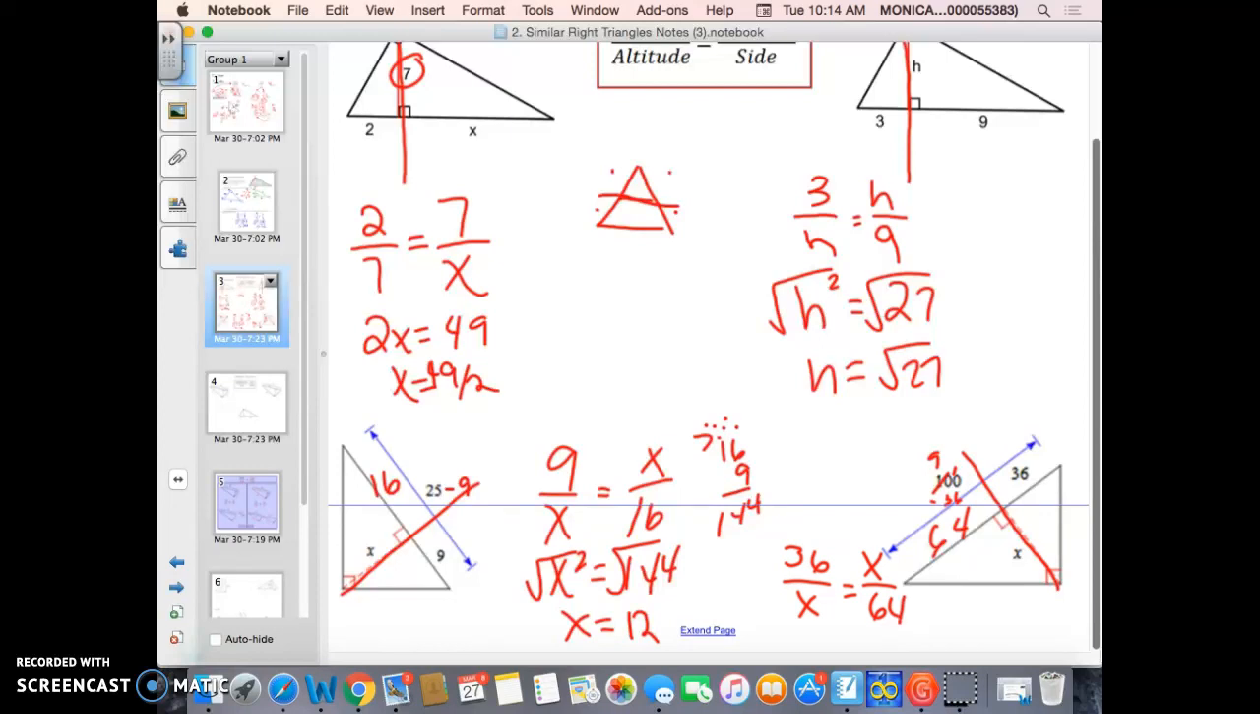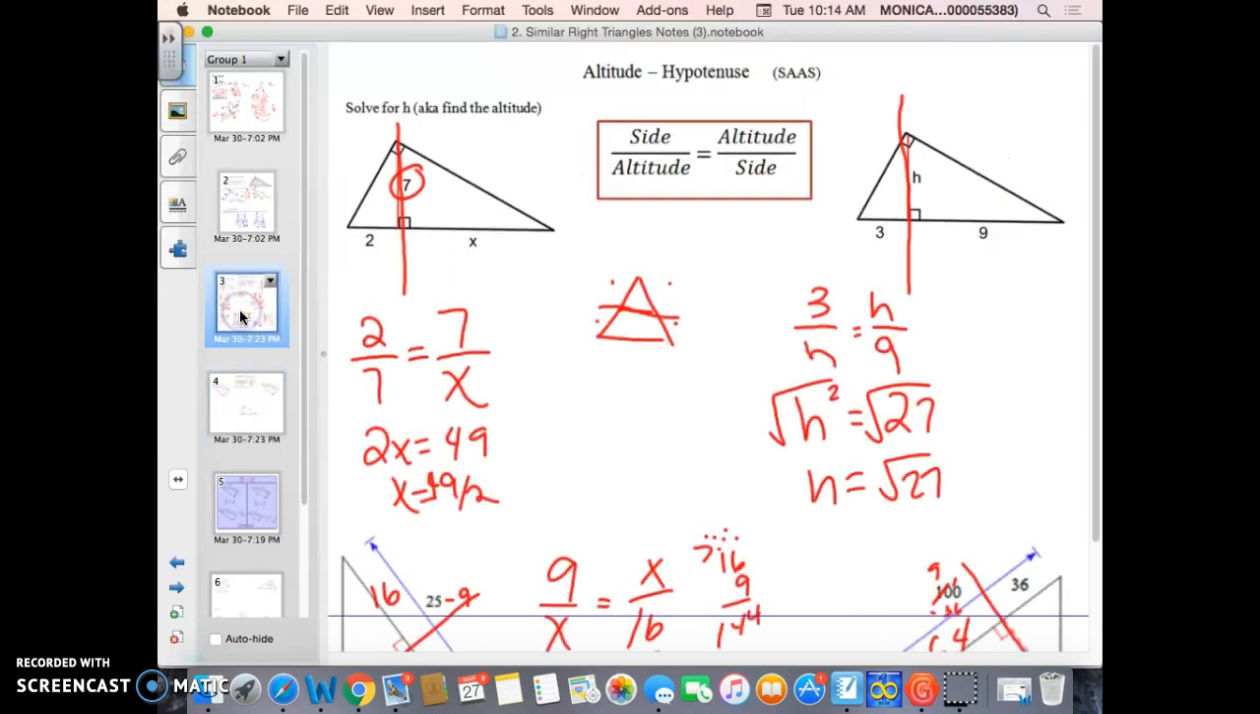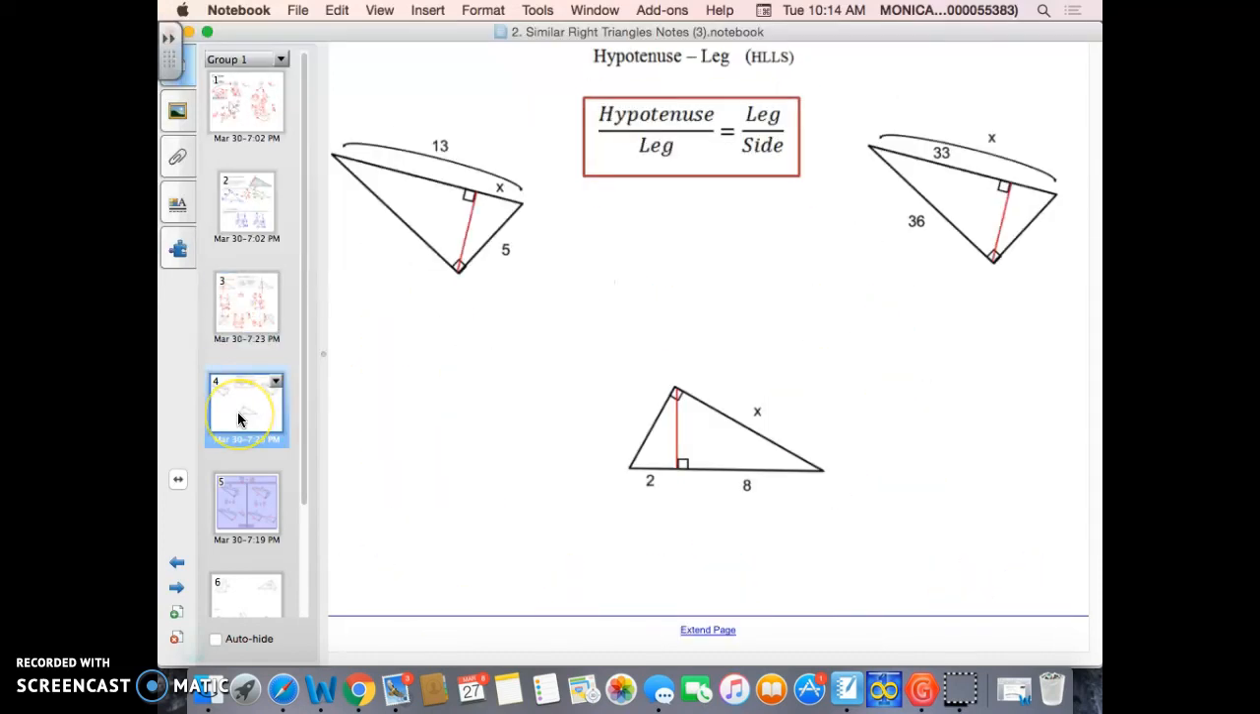So that's how you find the missing side length when you're given an altitude. Next situation we're going to look at is if you're given a hypotenuse and a leg. But notice, the difference on this one is the altitude is not given. Okay? On here, notice the altitude was labeled. These, the altitude, are not labeled.